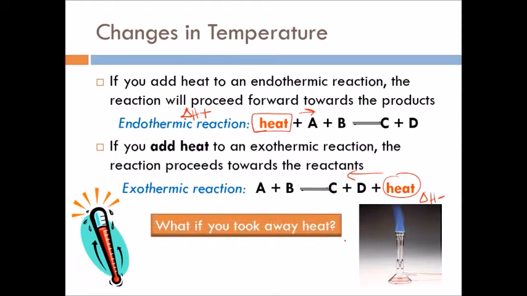Now, what if I took away heat? Just like before, if I removed heat, it's going to want to replace the heat. So it would shift towards the side that has the heat. If you're removing something from that side, it's going to shift towards the side it's being removed from. So in this particular case, if you took away heat in the endothermic, it would shift towards the reactants to make more heat. In an exothermic, if you took away heat, it's going to shift towards the products to produce more heat in that particular case.